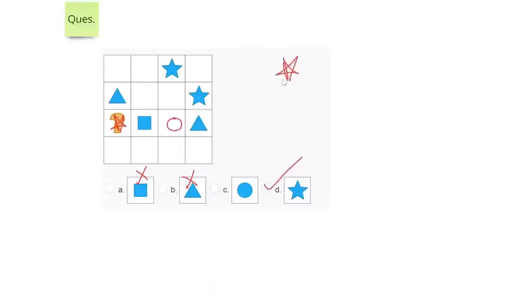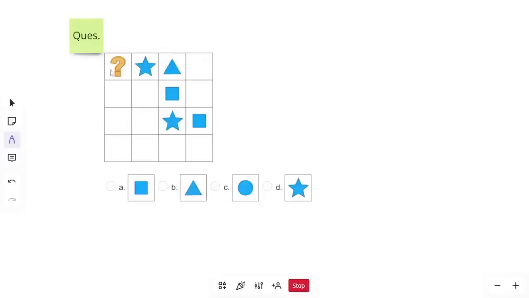Let's move on to the next one. Let's look at this question. We have the question mark here and we have to find which symbol will come in the place of question mark. See, first of all, star and triangle cannot come because star and triangle are already in the first row, right? So we will eliminate both of them. Now we are only left with square and circle.